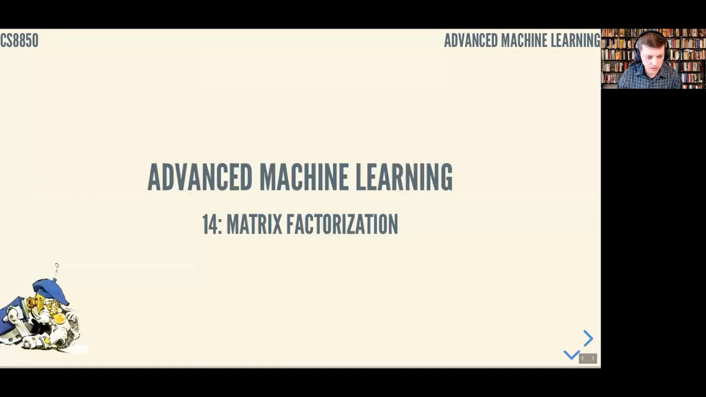Matrix factorization. Starting to record on air. Don't say anything not interesting, just say interesting stuff.